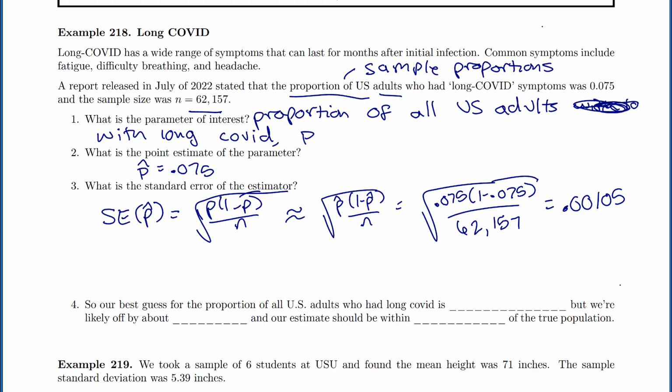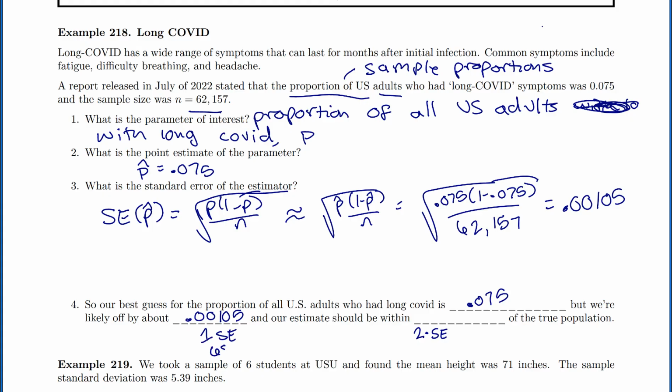So our best guess for the proportion of all the U.S. adults who had long COVID is about 0.075, so that's my actual sample proportion. But we're likely off by about 0.00105. So we're likely off by about 1 standard error. And our estimate should be within, let's do 2 standard errors here. So this was 1 standard error or 1 standard deviation.